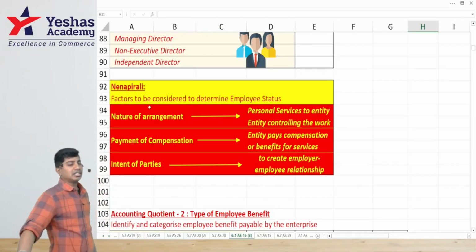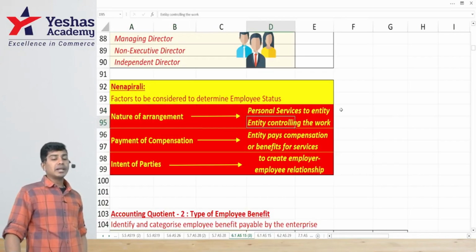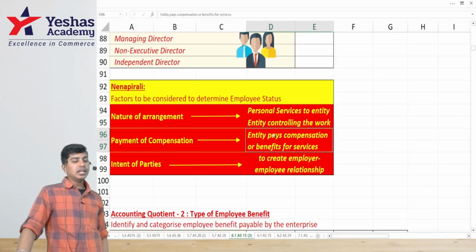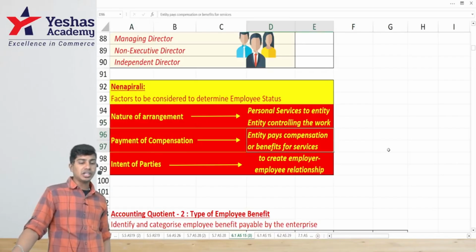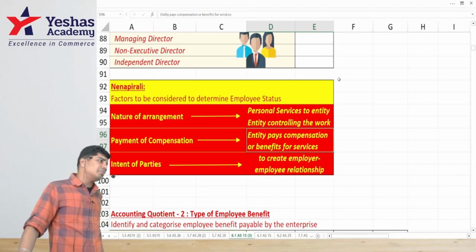Read this. Factors to be considered to determine employee status. Number one, nature of agreement: personal services to the entity, and the entity should control the work. Next one, payment of compensation: the entity pays compensation or benefits for services. They will give you compensation or they'll give some benefits.